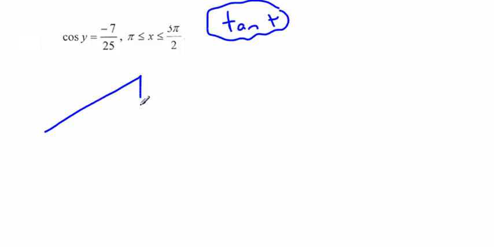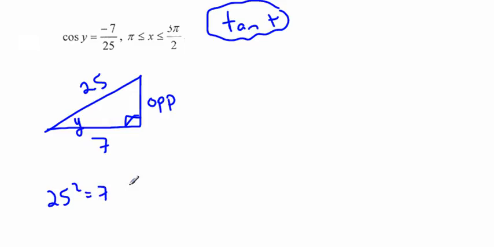So again, I'm going to go back to the basics of trigonometry, which is that in a right angle triangle, if this is y, the length of the adjacent side compared to the hypotenuse would be 7 over 25, and therefore I can use the Pythagorean theorem to calculate the length of that missing side. So 25 squared equals 7 squared, plus the opposite side squared. So if I do that math, I discover that the length of the opposite side is 24. So let me put that on my diagram.